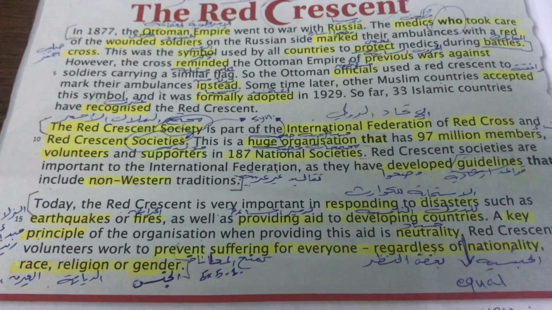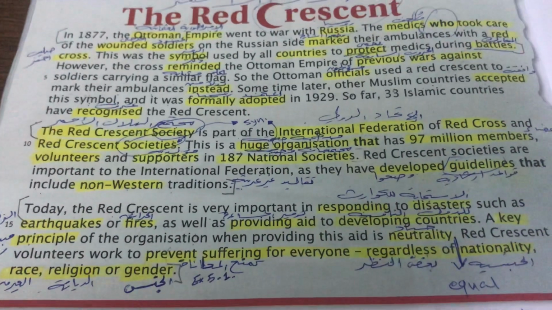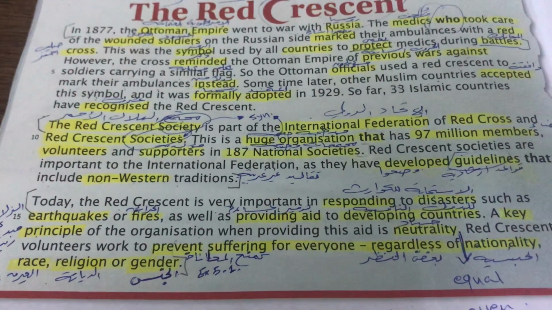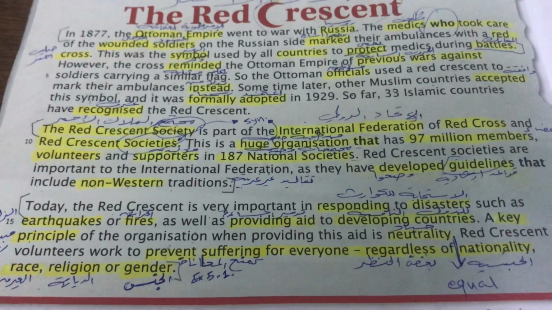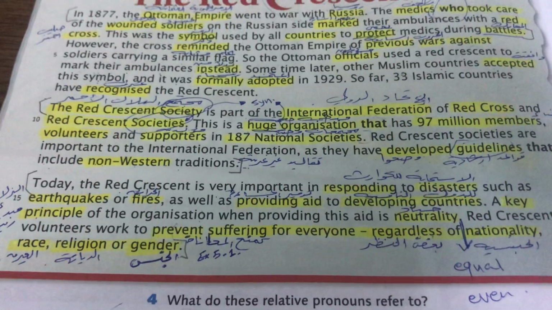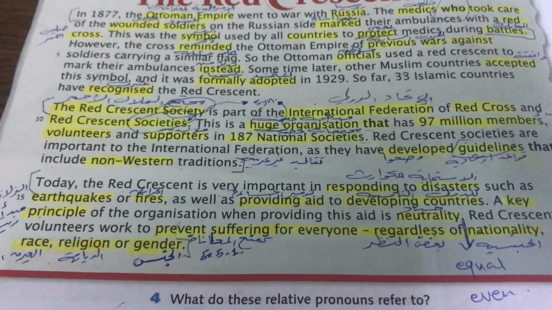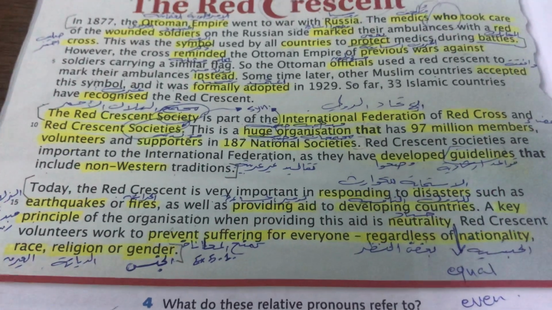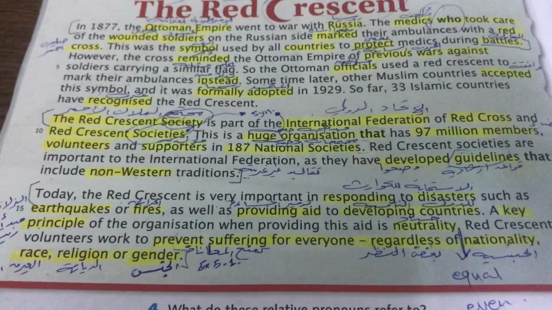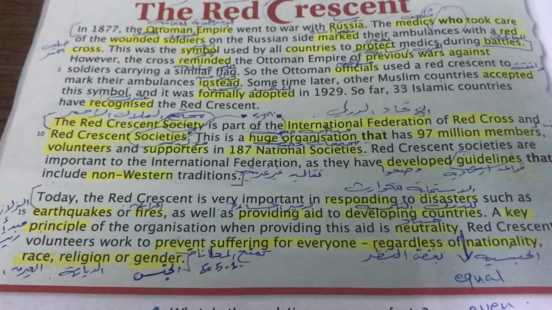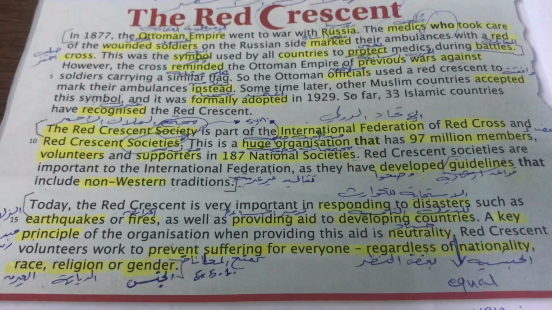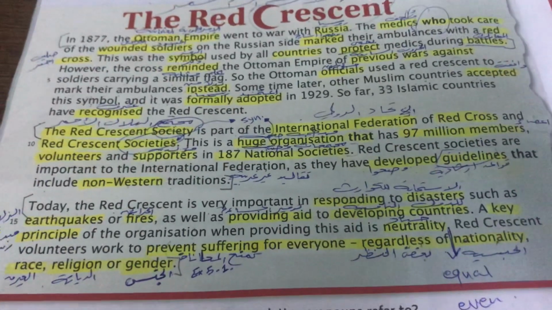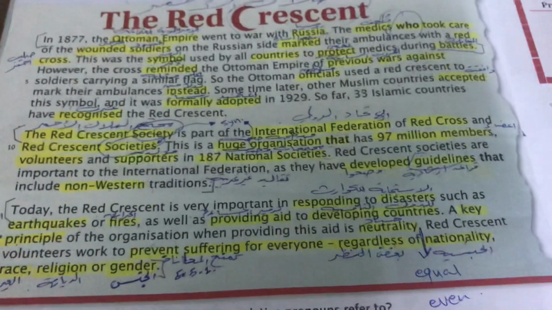ال third world. A key principle of the organization when providing this aid is neutrality. A key principle, an objective, the purpose, الهدف تبعها ليش هي بتشتغل is to work to prevent suffering for everyone, and it is by neutrality. إيش يعني neutrality؟ neutrality اللي هي الحيادية.